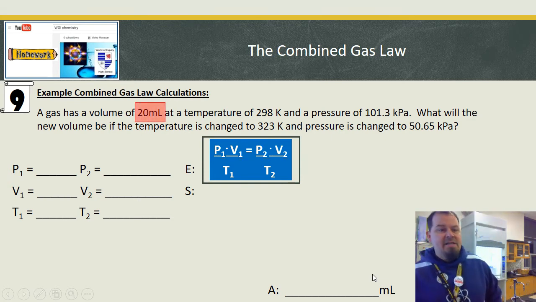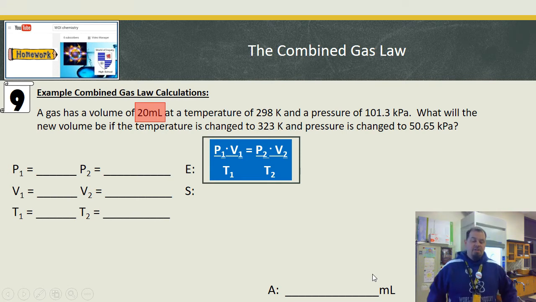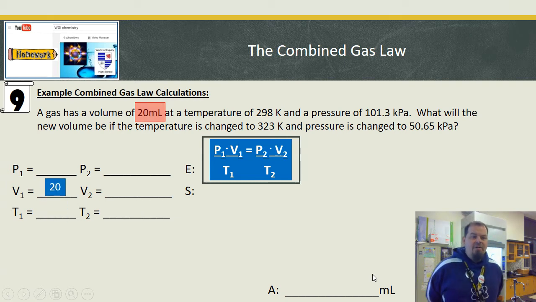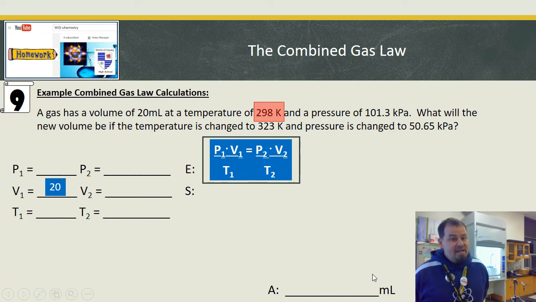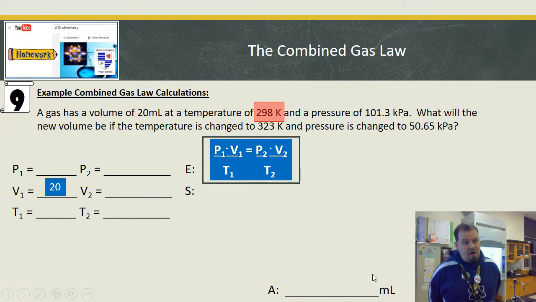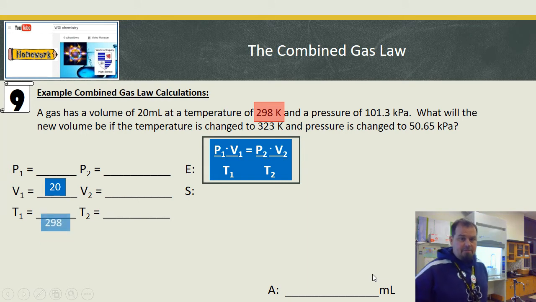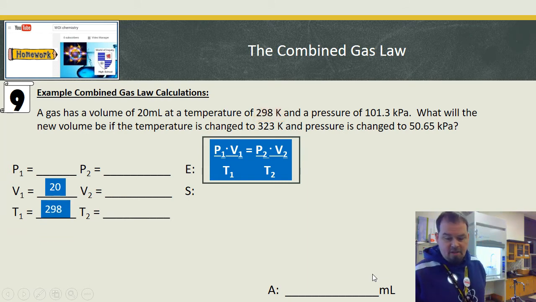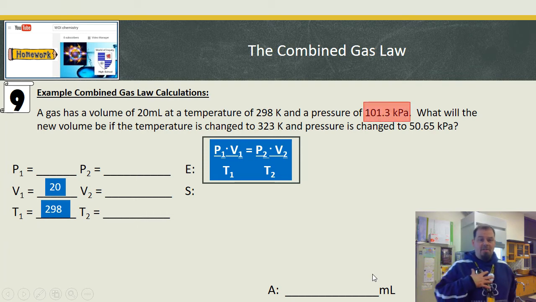First number I see, 20 milliliters. Yes, your job to know milliliters is volume. And it says a gas has a volume of. So this is going to be my initial conditions. So my initial volume is 20. Next number I see, 298 K. It does say there in the reading a temperature of 298 K. So that's going to be my initial temperature. And then a pressure of 101.3 kilopascals, which we know is 1 atmosphere, by the way.